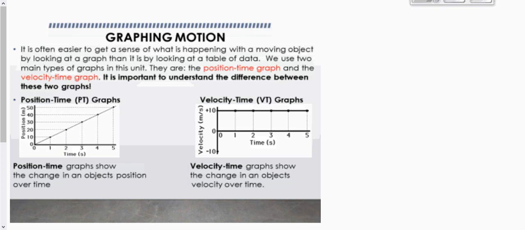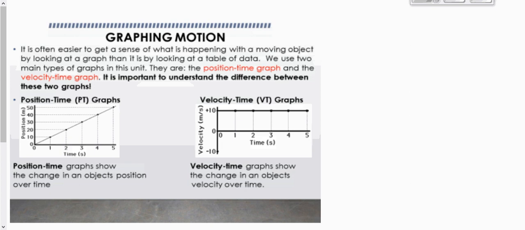Hey, grade 10s. I really want to take a look today at graphing motion. My goal for you guys is to be able to look at the graph of an object's motion and be able to tell what's happening in terms of, is the object moving at a constant velocity, is it speeding up, is it slowing down, is it going forwards or going backwards?